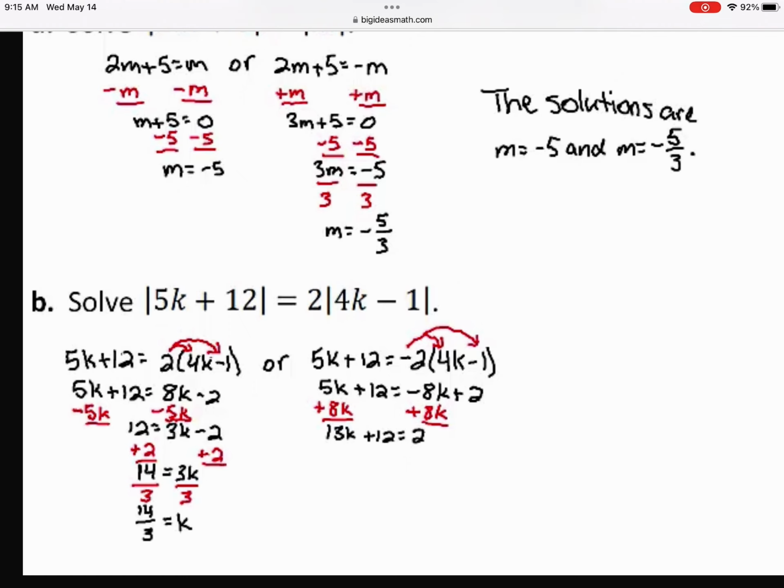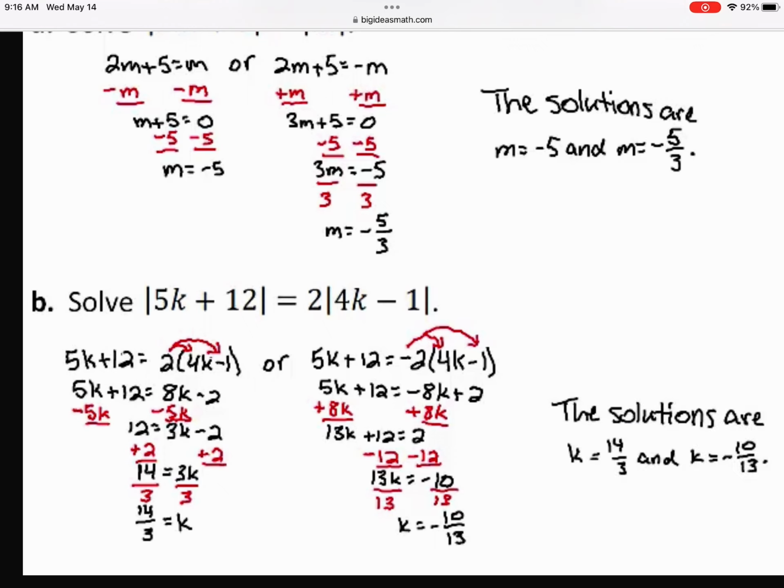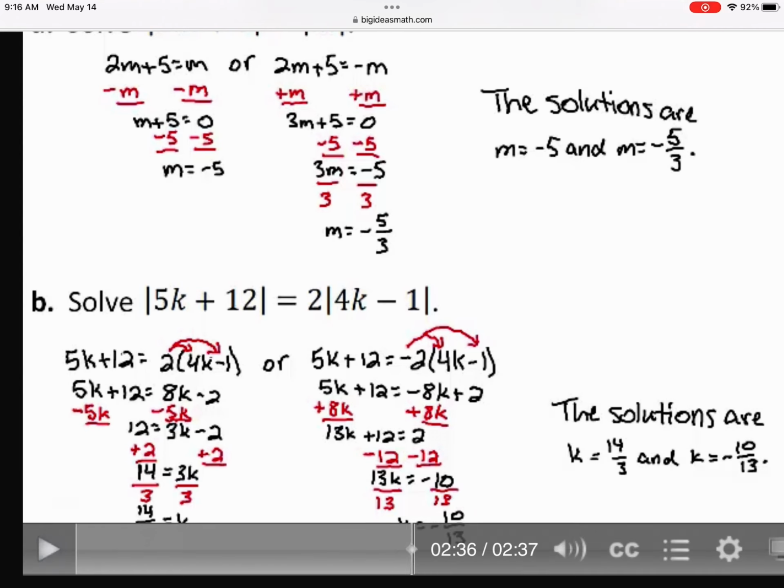plus 12 equals 2. Then isolate the k term by subtracting 12 from each side, giving you 13k equals negative 10. And divide each side by 13, leaving you with k equals negative 10/13. So the solutions are k equals 14 thirds and k equals negative 10 13ths.